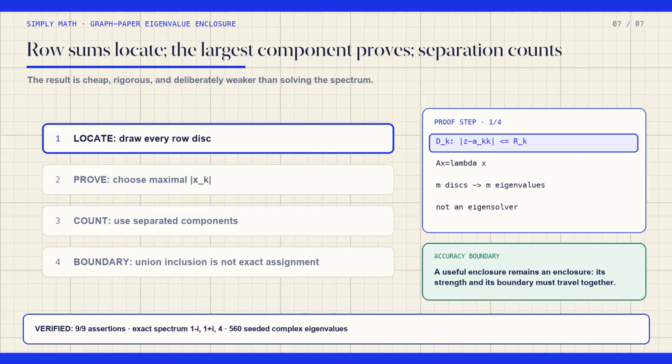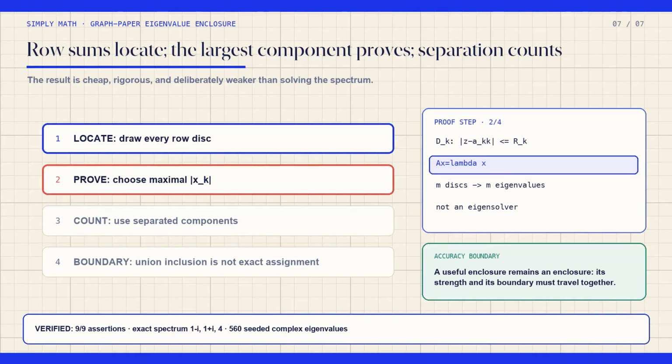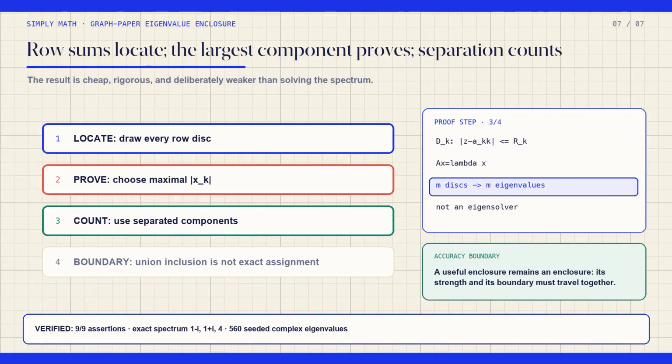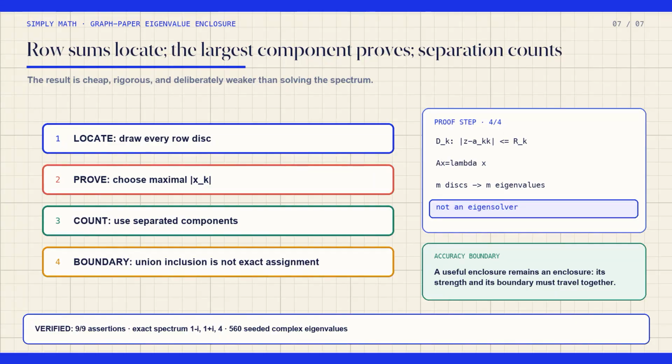Draw row disks from each diagonal and deleted row sum. For any eigenpair, choose a largest component. The triangle inequality forces lambda into its disk. Separated components count eigenvalues, but disks do not give exact locations or one eigenvalue each. Our verifier checks 9 claims and 560 seeded complex eigenvalues.